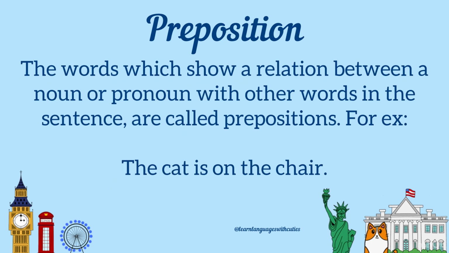The next one is prepositions. The words which show a relationship between a noun or a pronoun with other words in the sentence are called prepositions. For example, the cat is on the chair. Here, on is showing the relationship of the cat and the chair. It is telling the position of the cat.